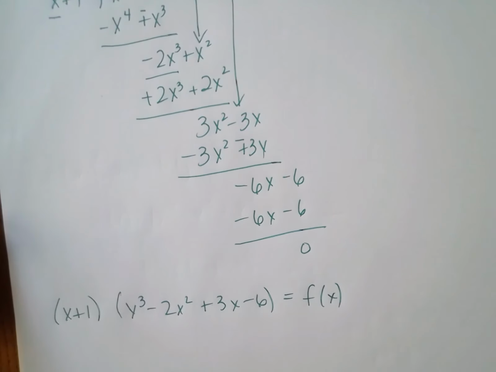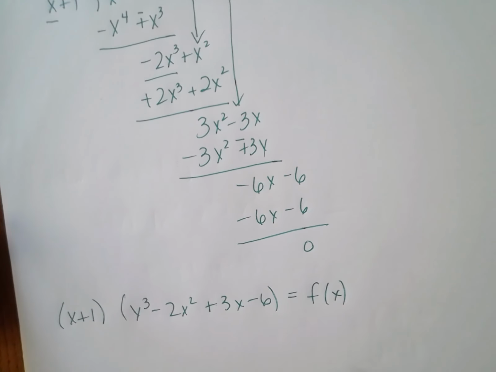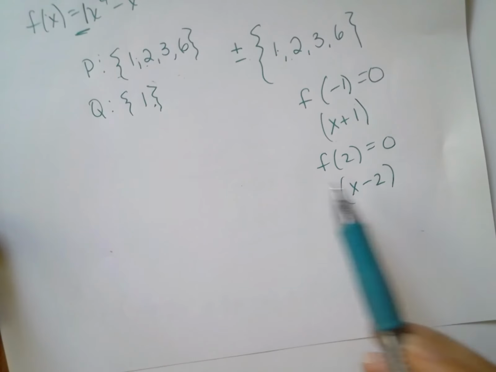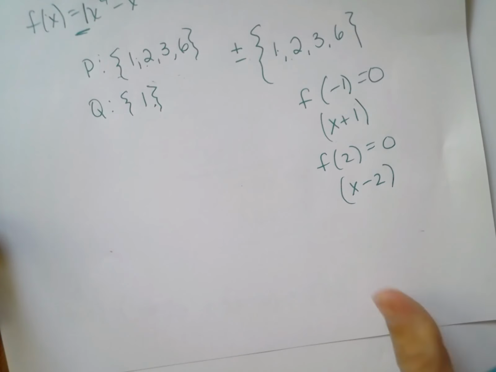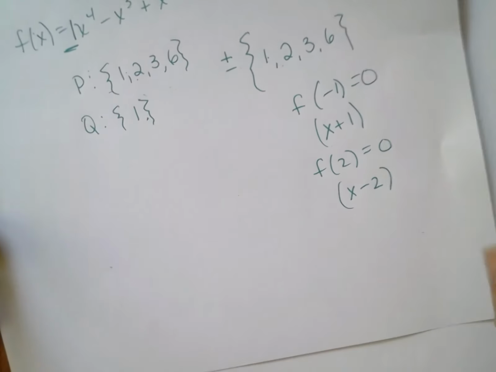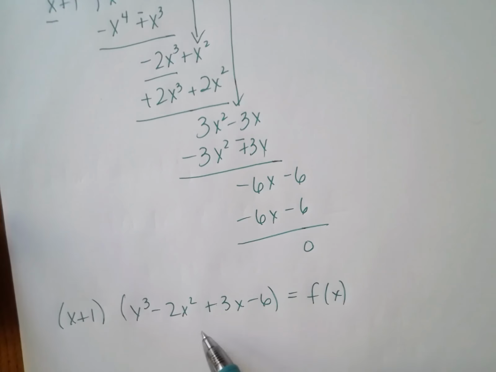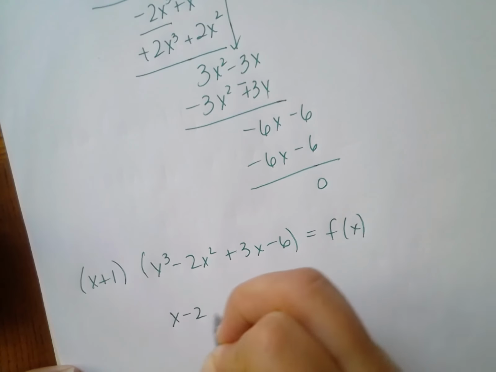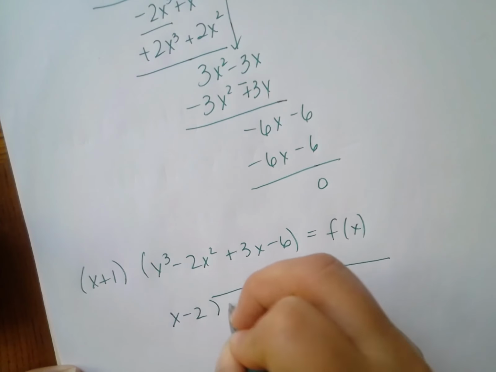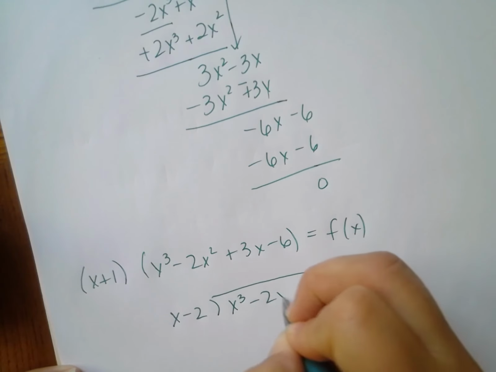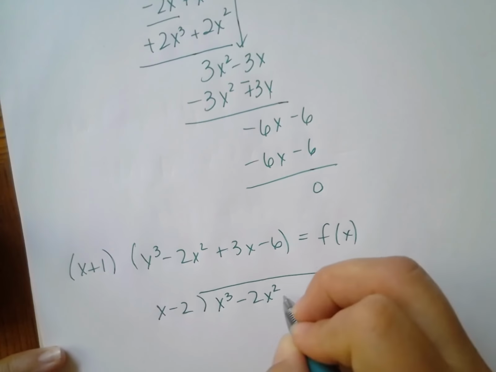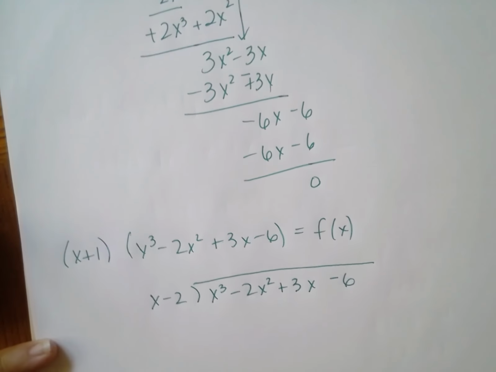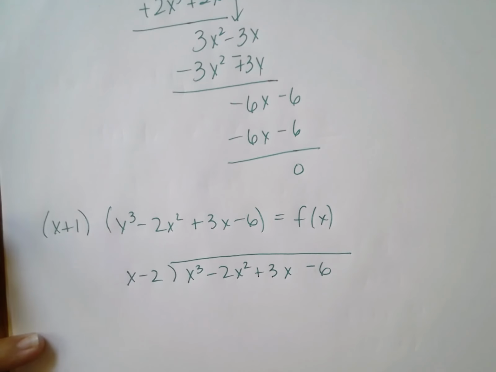Now I can still go a little farther. I still have an x cubed. Now this same zero that I found over here, that f of 2 is equal to 0, will still apply to this new polynomial. So I'm going to take this x cubed polynomial and divide it by x minus 2. Just the x cubed goes under there.